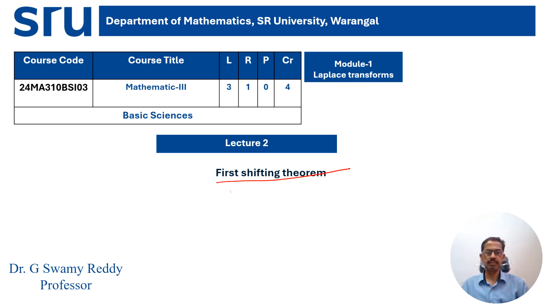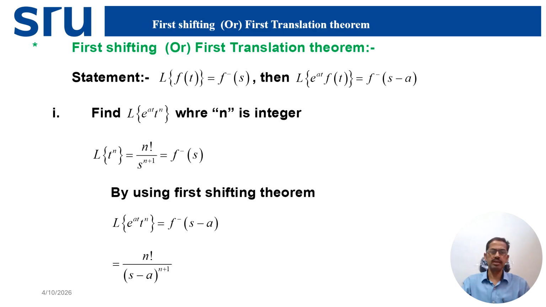In lecture 1, we already discussed the introduction of Laplace transform, sufficient conditions for the existence of Laplace transform, and some standard functions of Laplace transform. In this lecture 2, we are going to discuss the first shifting theorem. So, what is the first shifting theorem?